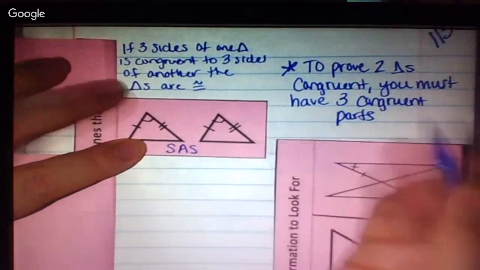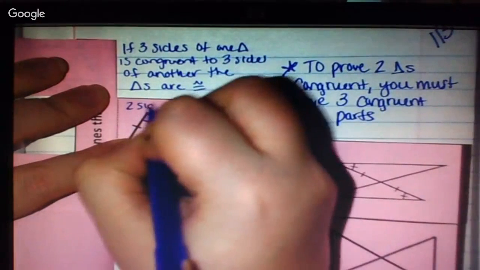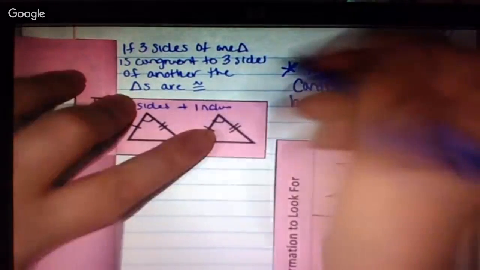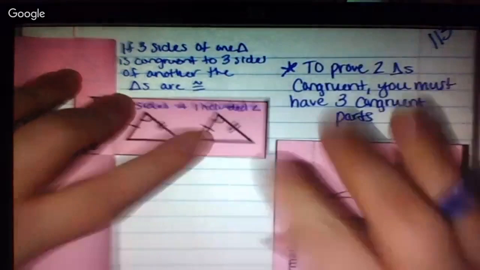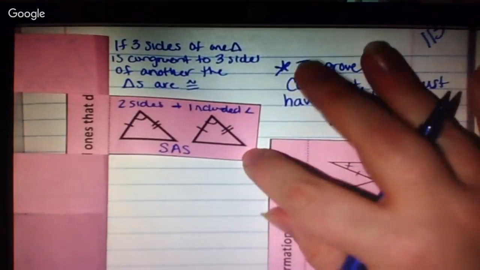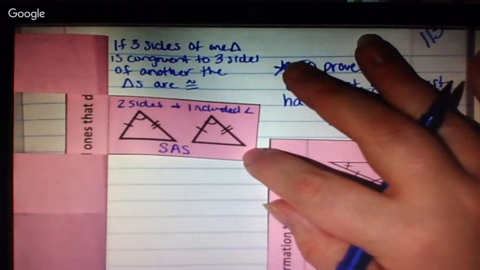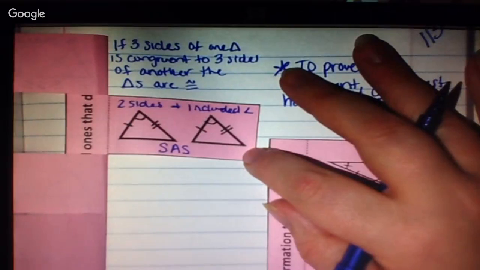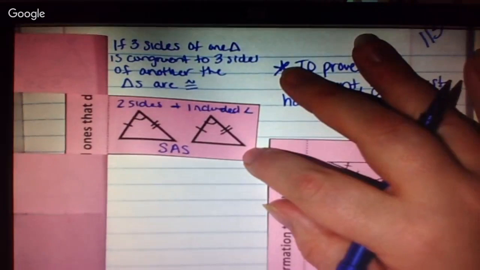Side, angle, side. So we've got 2 sides and the included angle. Look where your angle is marked on both of your triangles. It's in the middle of the 2 sides. That's what included means. That angle falls right in the middle of your 2 sides that are marked. That's what makes this side, angle, side. The angle is in the middle, so the A is in the middle for this postulate. Does that make sense?